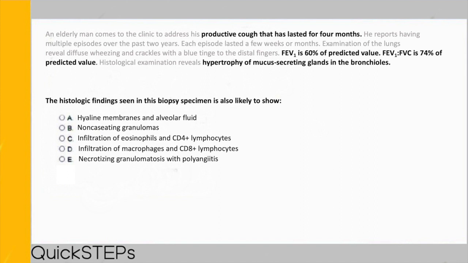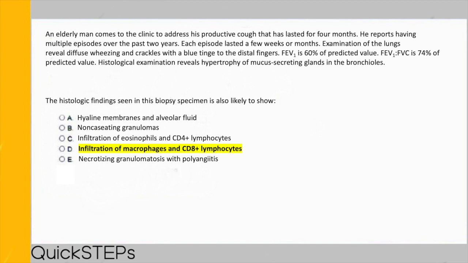Okay, let's also just evaluate answer choice E for the sake of it. Necrotizing granulomatosis with polyangiitis. That's also known as Wegener's disease. That presents with a restrictive lung disease pattern. Okay, so that can't be the answer. So the answer to that question was choice D, infiltration of macrophages and CD8 lymphocytes. Let's check out the next question.